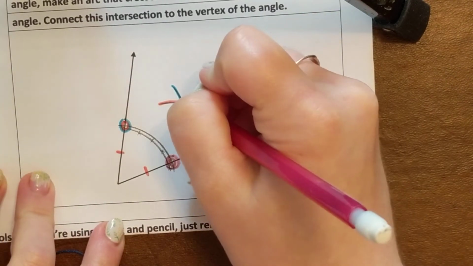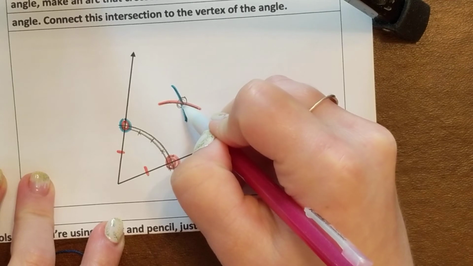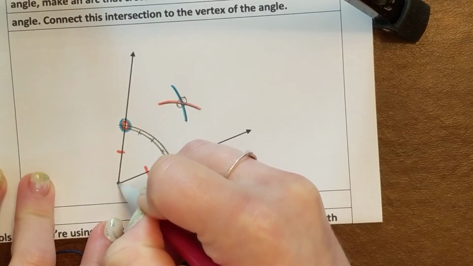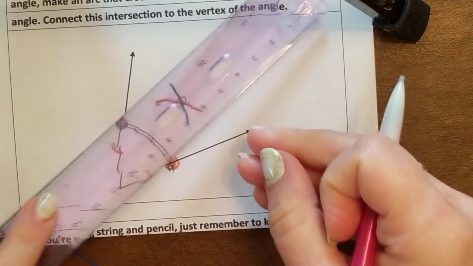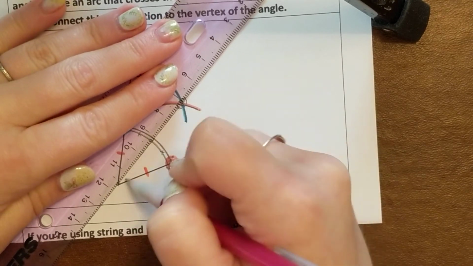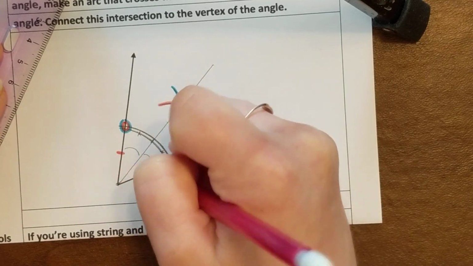Once we have that, we've marked the middle of the angle. The angle bisector should lie on that point, and it should also go through the vertex. So when I connect those two points, I should create an angle bisector, which I will do now. And this should create two congruent angles.